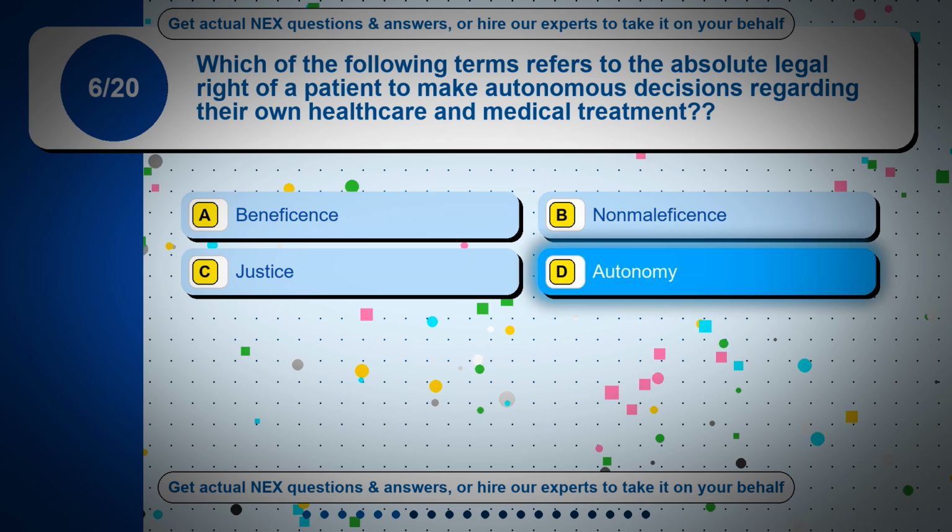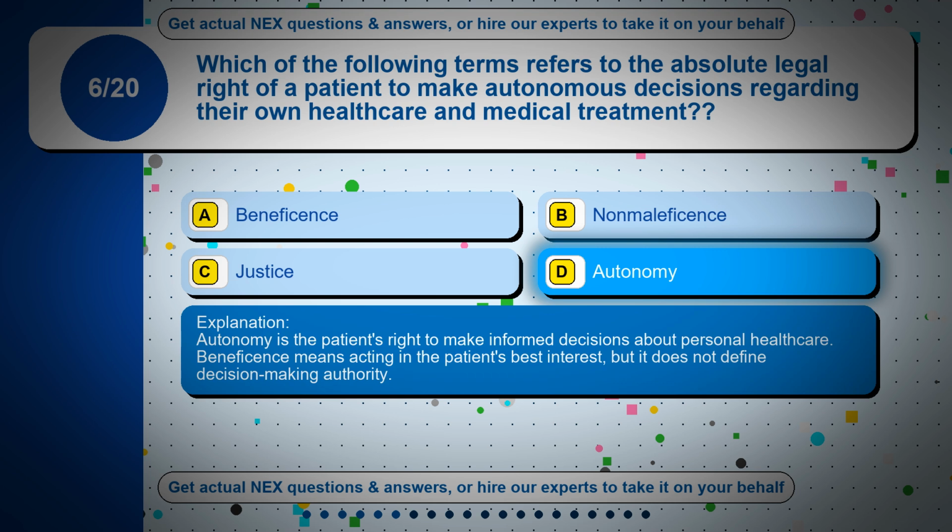The correct answer is option D. Autonomy. Autonomy is the patient's right to make informed decisions about personal health care. Beneficence means acting in the patient's best interest, but it does not define decision-making authority.